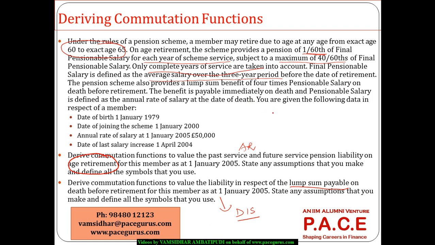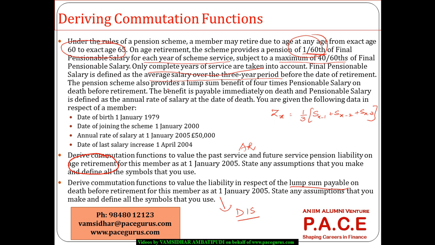So if I am saying Zx, it is nothing but 1/3 of Sx-1 plus Sx-2 plus Sx-3. This is what I can define Zx as. And the pension amount we are talking about is 1/60th of the final pensionable salary for each year of service.